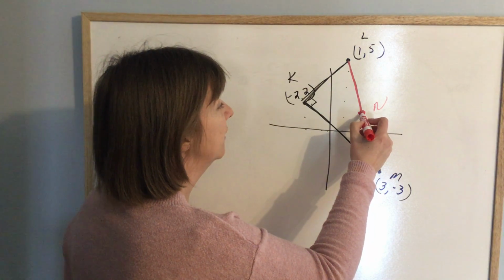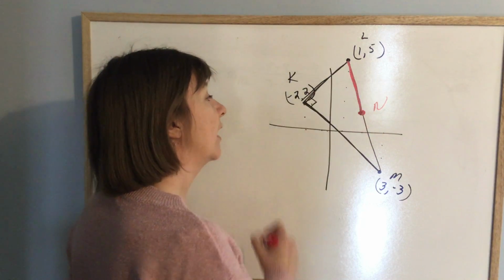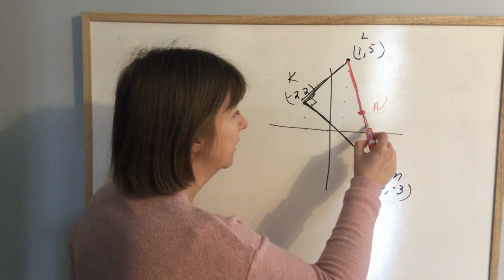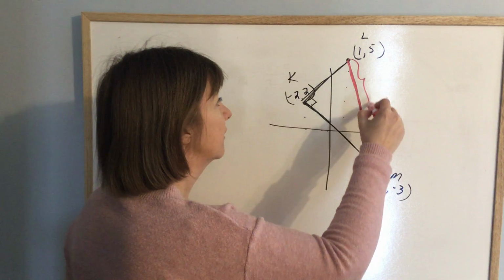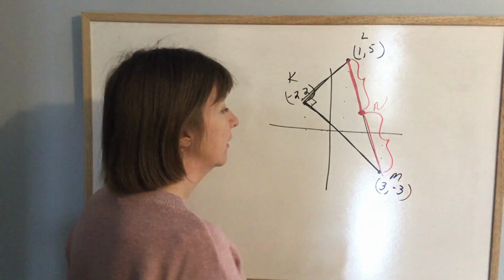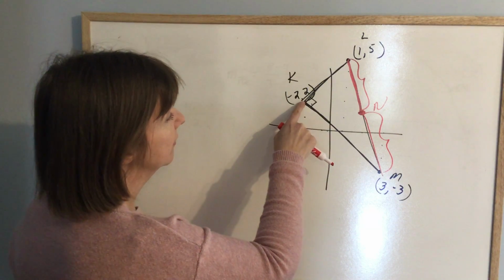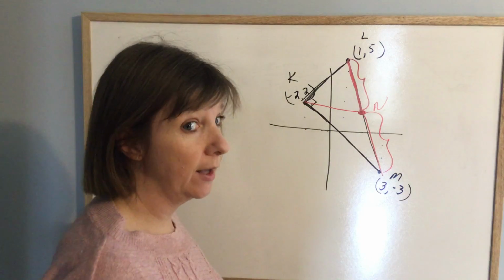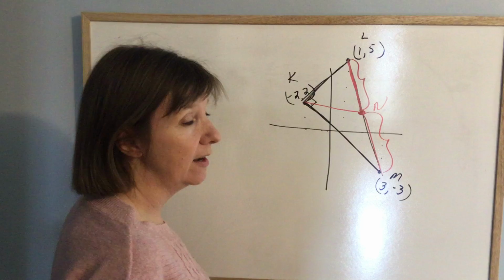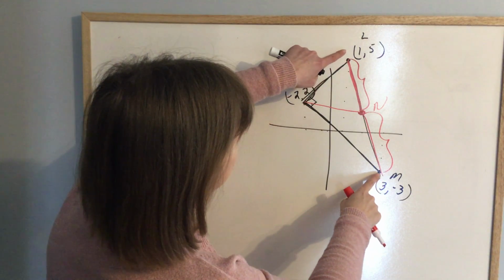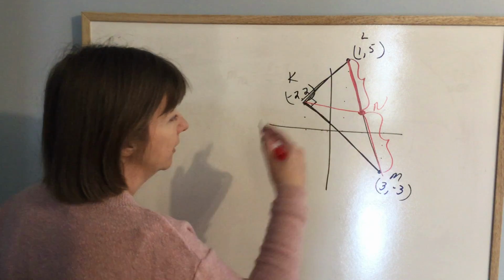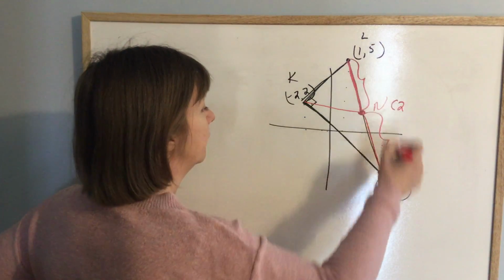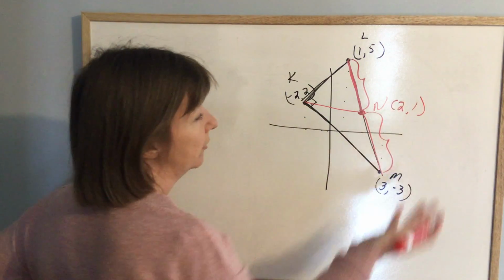I would figure out what is the length from here to L. Then I would find the length from N to M, and the other vertex is over here, so I would find the length from N to K. So again, I need to figure out what that point N is. I need to find the midpoint between L and M. It would be 1 plus 3 is 4 divided by 2 is 2, and 5 plus negative 3 is 2 divided by 2. It would be at 2 and 1.